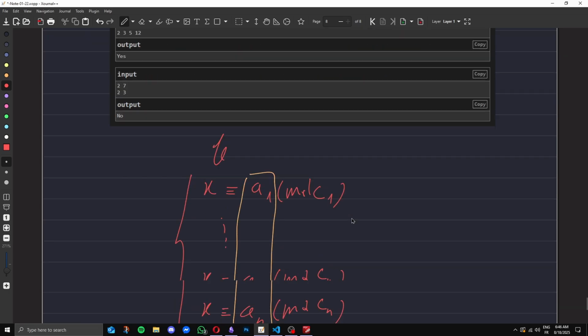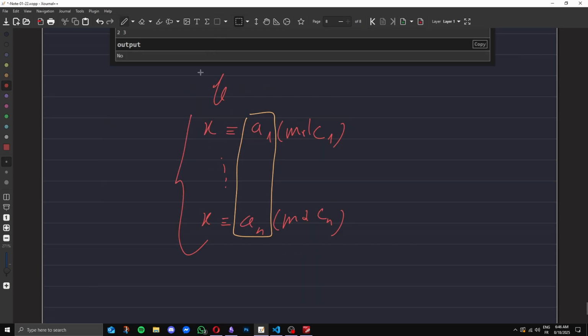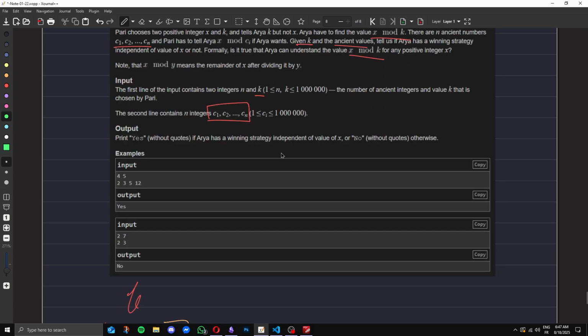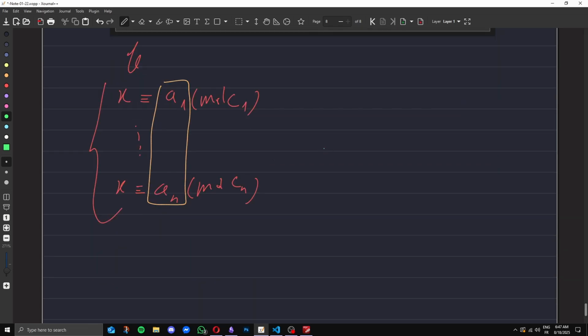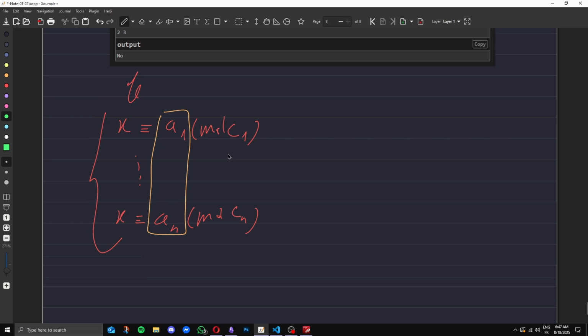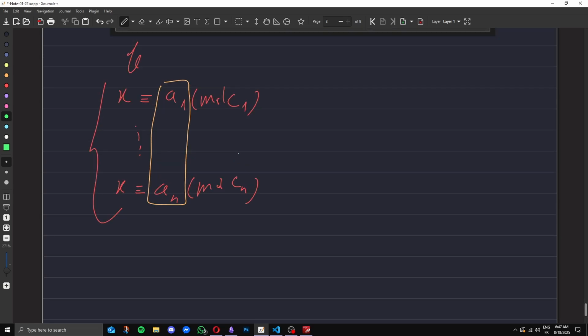Okay, so this already looks pretty familiar, right? This is actually a case of general CRT, because it does not say up here that the moduli are necessarily pairwise coprime. In fact, look at this 2 and 12, they are not coprime. They're both divisible by 2. Okay, so this system is equivalent to this.